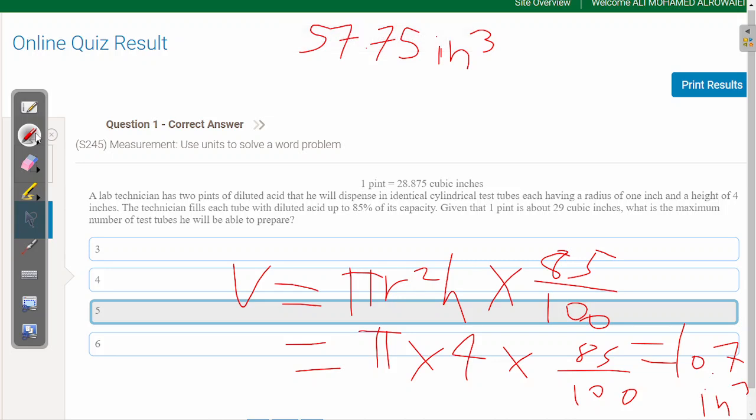Okay, since each test tube is 10.7 cubic inches, I want to find how many test tubes he can prepare. Just divide 57.75 by 10.7. You will get 5.4. What that means is you're going to fill 5 test tubes and you're going to fill 0.4 of a test tube. So you don't care about the 0.4. They want the test tubes that are fully filled. So 5. That's the answer.